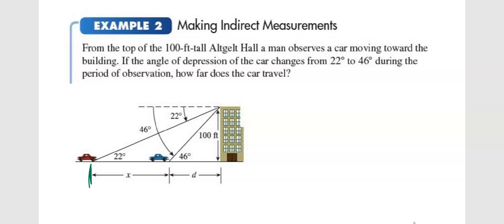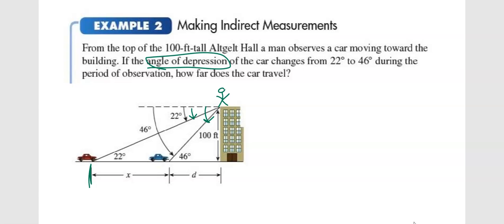They say angle of depression because the person making the observation is this guy up here on top of the building. Now, if the building's 100 feet, according to my drawing, he's about 30 feet tall. But the angle of depression is 22 degrees, and then when the car gets a little bit farther, he measures again, and it's 46 degrees.